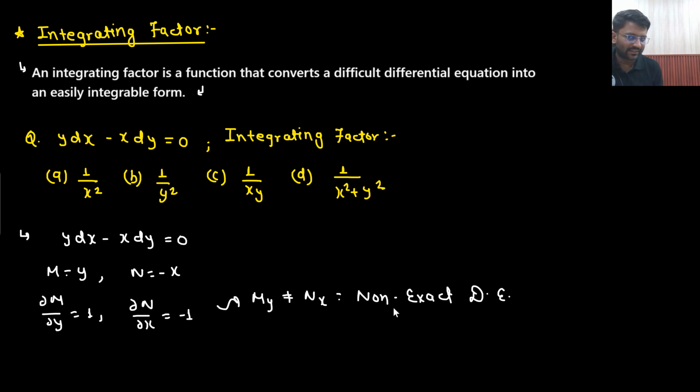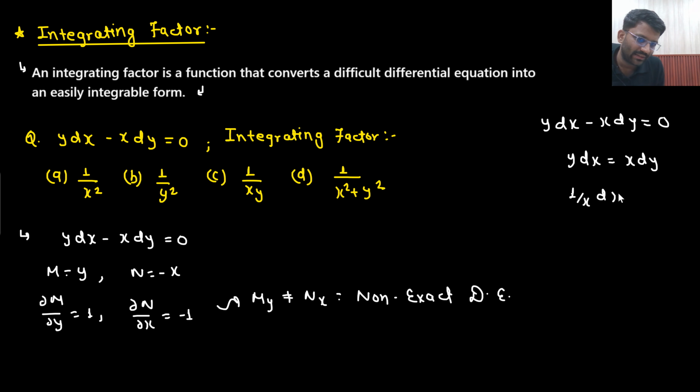Here also I expected the same answer. Now, y dx minus x dy. How would you solve it? Sir, variable separation. It would be written as y dx equals to x dy. This x coming aside. So 1 by x dx equals to 1 by y dy.